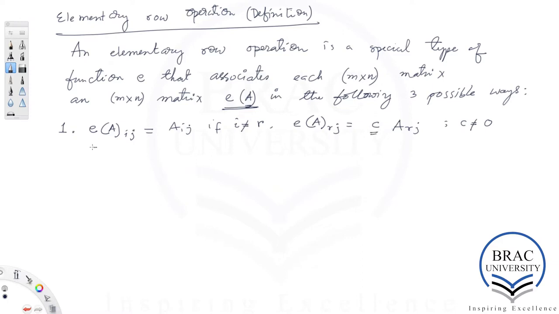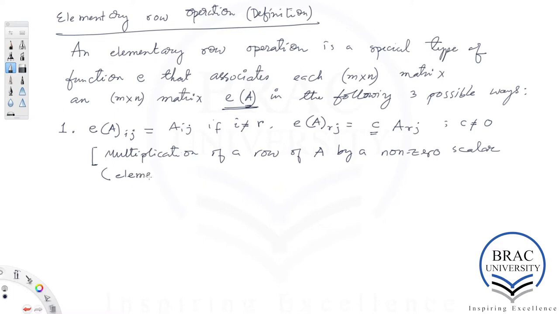In words I write it as multiplication of a row of the matrix A by a non-zero scalar c, and we all know that scalar means an element from the field F. So that's the first possible elementary row operation.